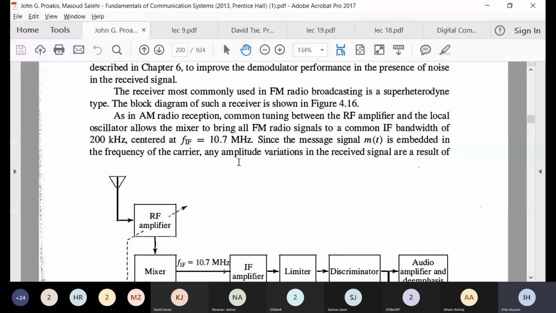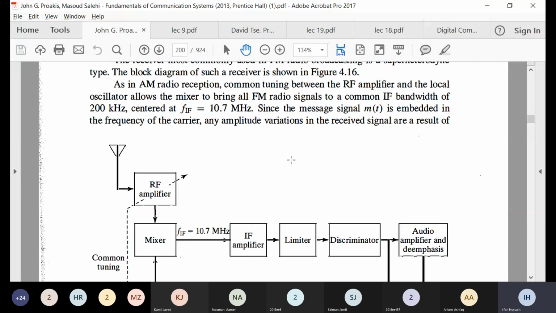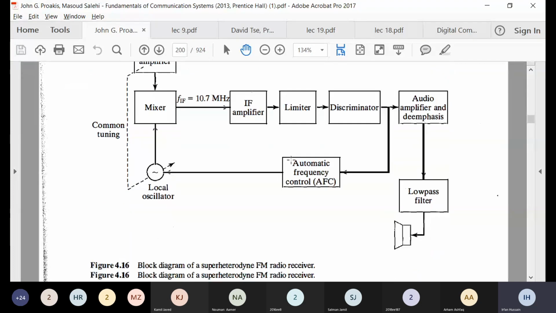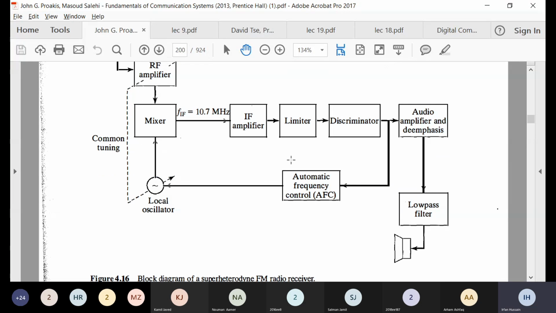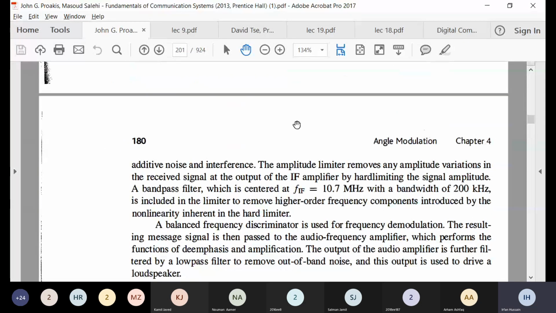We know the message signal is in the frequency or the phase of the carrier, and any amplitude variations do not represent the signal. So we can get rid of these variations by applying a limiter. All variations are because of noise and interference. The limiter removes any amplitude variation because amplitude cannot vary. Any change has to be in the phase or the frequency. So we hard limit the signal amplitude.